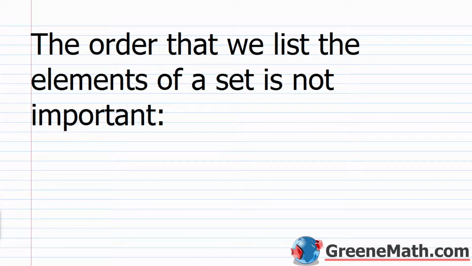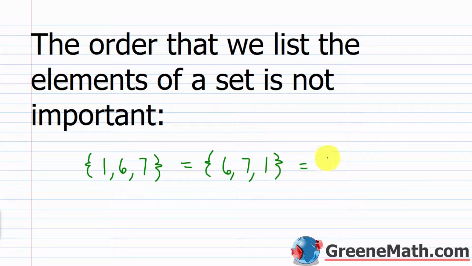All right, so now that we have the basics under our belt, let's talk about a couple of other things. So the order that we list the elements of a set is not important. So let's say, for example, I have a set whose elements would be 1, 6, and 7. This would be equal to the set whose elements would be, let's say, 6, 7, and 1. And it's also equal to the set whose elements would be 1, 7, and 6, as an example. The order is not important.